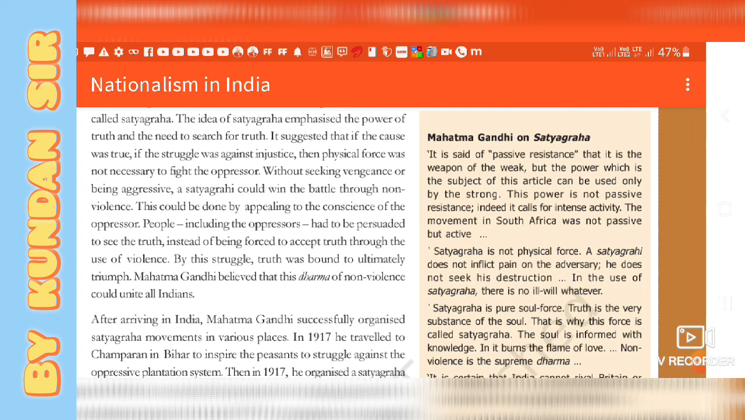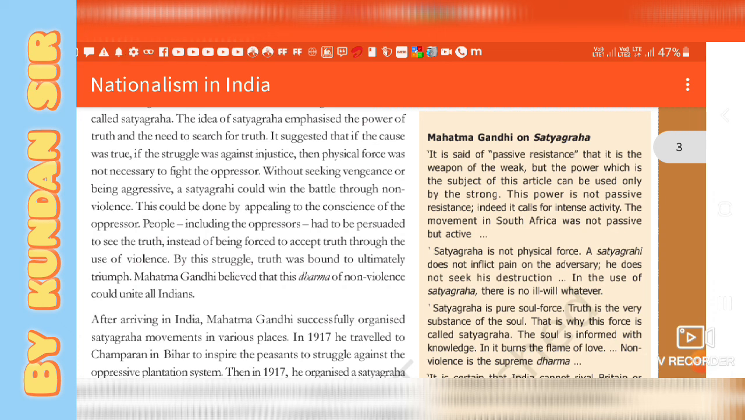So here we will come to know what exactly the Non-Cooperation Movement is. Refusal of people to cooperate with the British is known as the Non-Cooperation Movement.